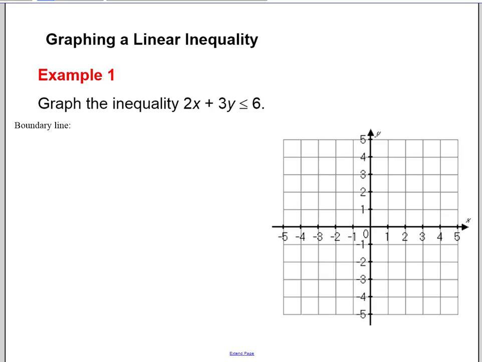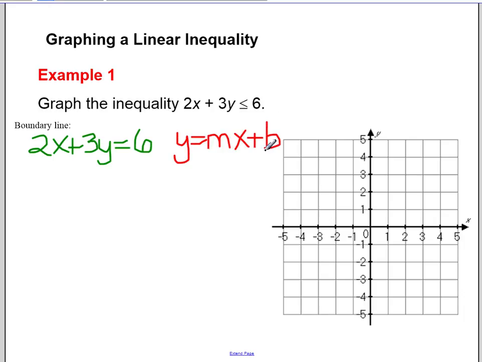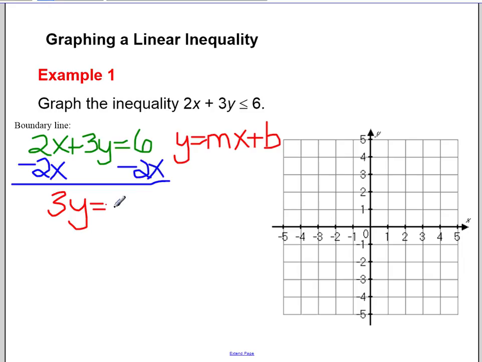So our boundary line is going to be the equation 2x plus 3y is equal to 6. This is a linear equation. One way to graph a linear equation is by writing this in the form of y equals mx plus b. So you can identify the slope and the y-intercept. To do that, I'm going to first subtract 2x from both sides, resulting in the equation 3y equals negative 2x plus 6.